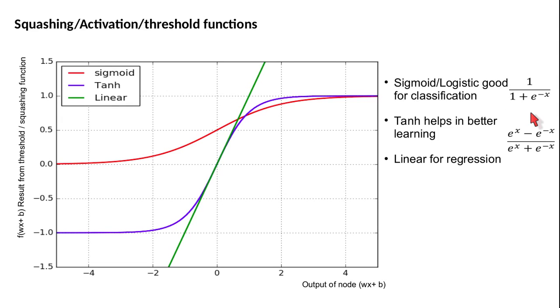The squashing functions which are more popular in artificial neural networks are the sigmoid or the logistic function, which keeps the output value between 0 to 1. This red curve is the sigmoid function. The tanh function, which keeps the output value between -1 to +1, and the linear function. Now, all of these functions are differentiable, and this is their main advantage in applying them in artificial neural networks.